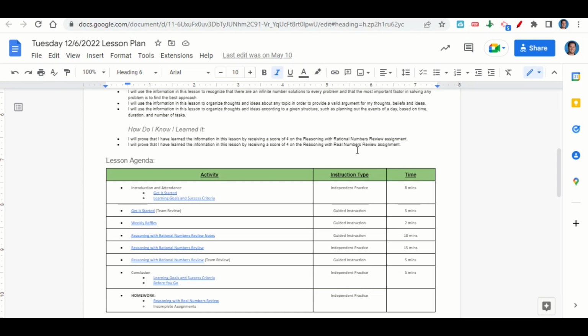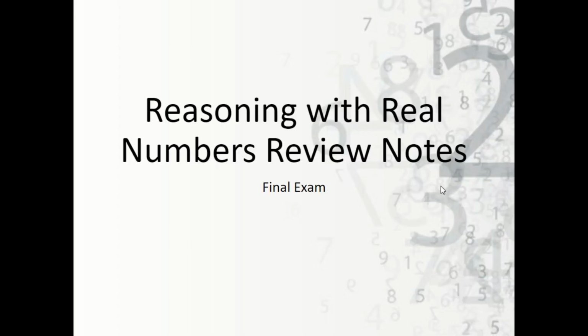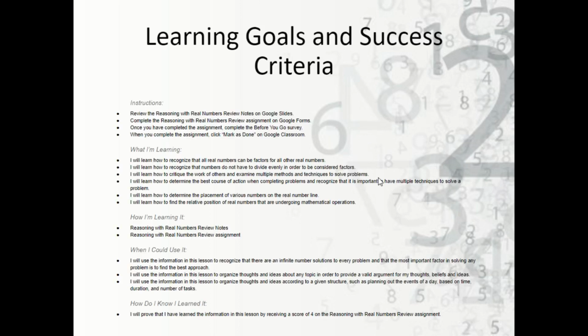Your only homework for tonight is to work on the Reasoning with Real Numbers review assignment and any incomplete assignments that you may have. Let's take a look now at the Reasoning with Real Numbers review notes. The notes begin with the learning goals and success criteria.